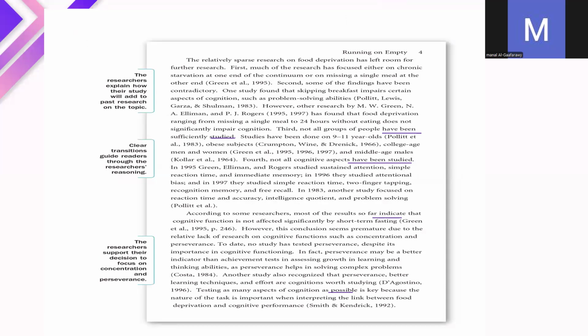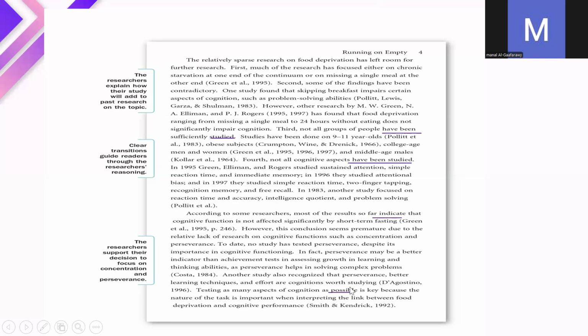In this first paragraph, we have examples of the use of the passive voice. And as you can see here, it's used to add formality and to focus on the ideas and the findings. For example, not all groups of people have been sufficiently studied. Not all cognitive aspects have been studied. In the second paragraph, we have an example of a booster, which is demonstrated by a verb. For example, most of the results so far indicate the cognitive function is not affected significantly by short-term fasting.